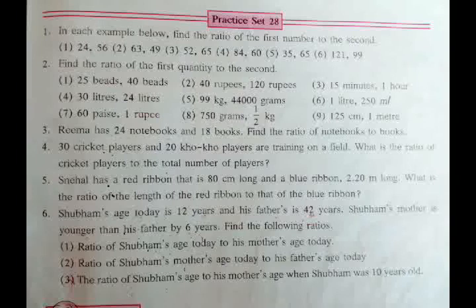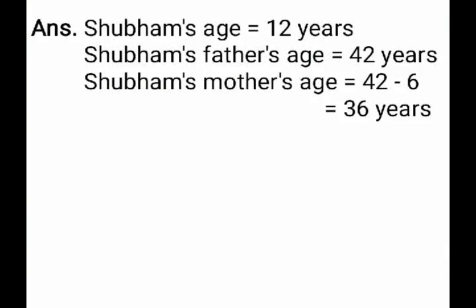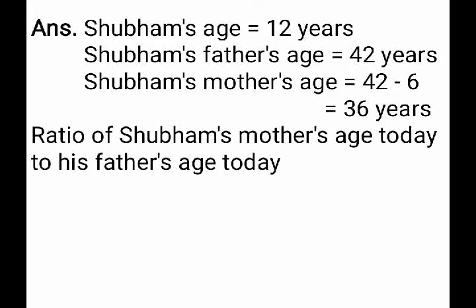Now you have to find the second ratio, that is the ratio of Shubham's mother's age today to his father's age today. So you have to write this statement. Ratio of Shubham's mother's age today to his father's age today. Shubham's mother's age, how much? 36 years. Shubham's father's age, how much? 42 years. So the ratio form will come 36:42. Now write the fraction form to find the ratio. That is 36 upon 42.